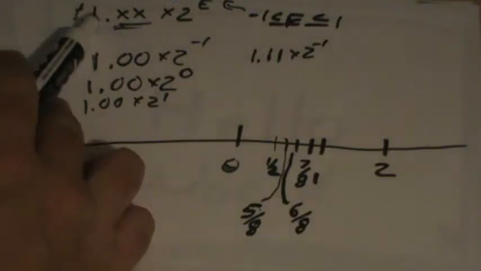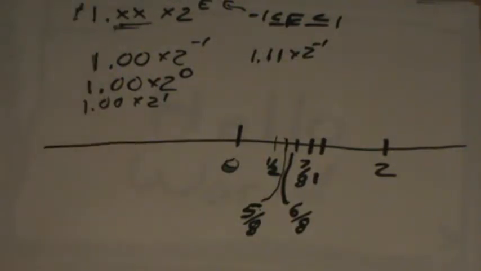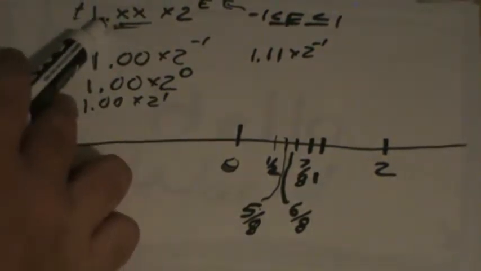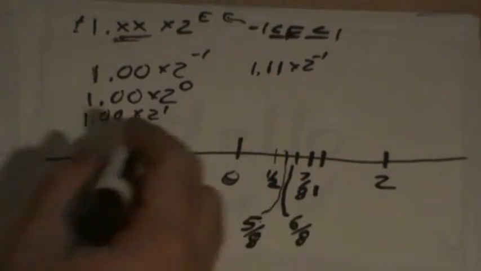That's how we are counting them. Because if you think about it, I've got 1, 0, 0. Right, that's my 4. 1, 0, 1. That's 5. 1, 1, 0. That's 6. And of course, again, it's 0.00 times 2 to the -1, which is an eighth.